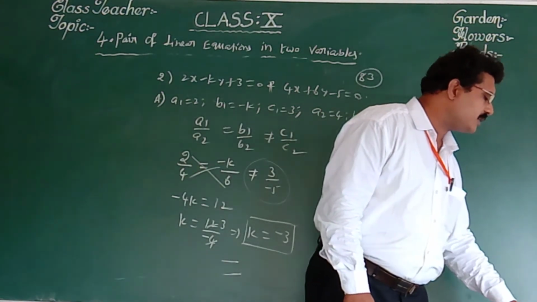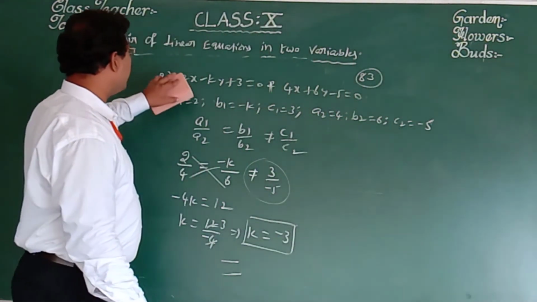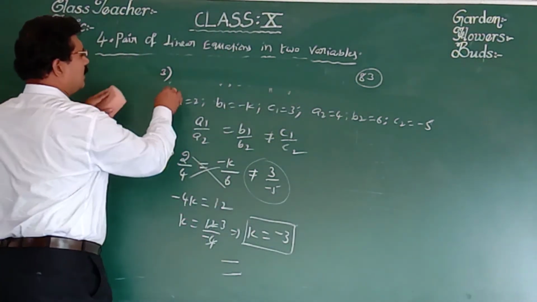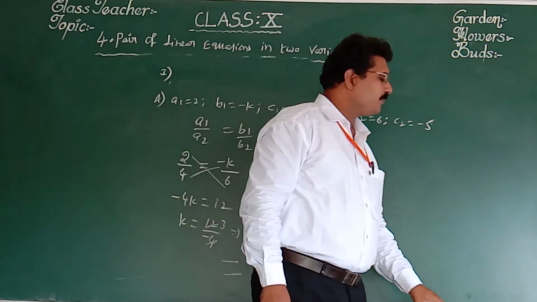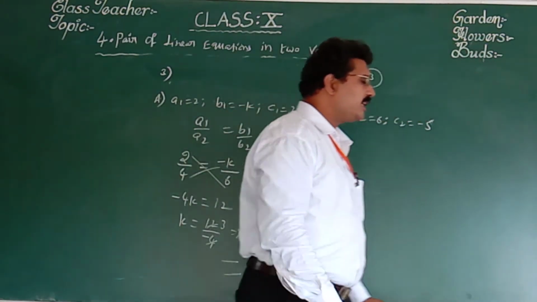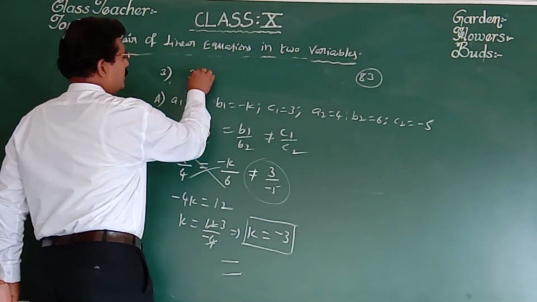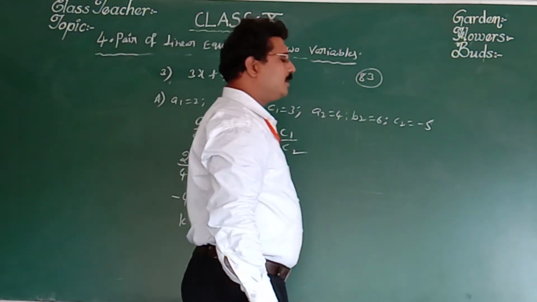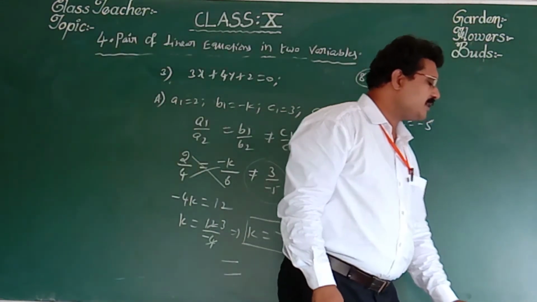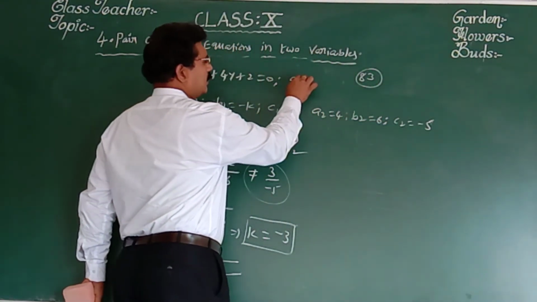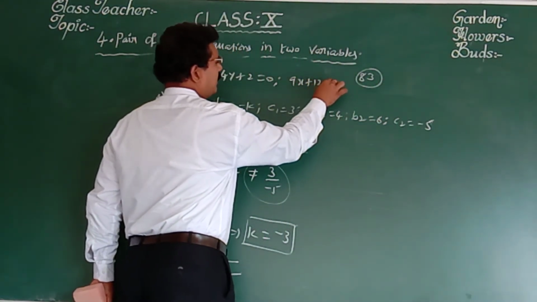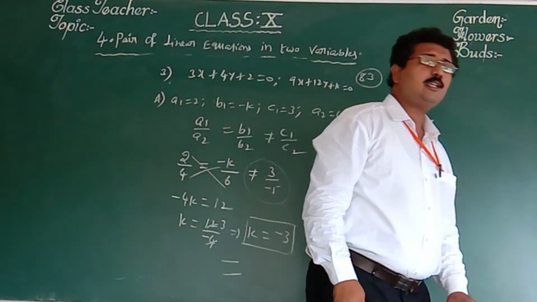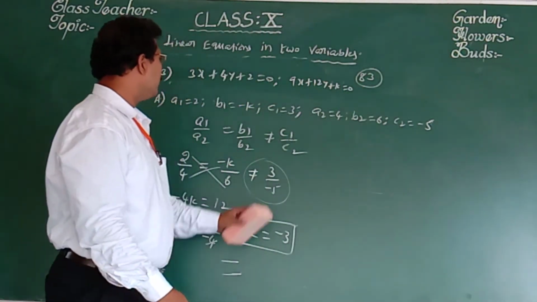The pair of equations 3x + 4y + 2 = 0. Now this is the third one. For what value of k does the pair of equations 3x + 4y + 2 = 0 and 9x + 12y + k = 0 represent coincident lines?